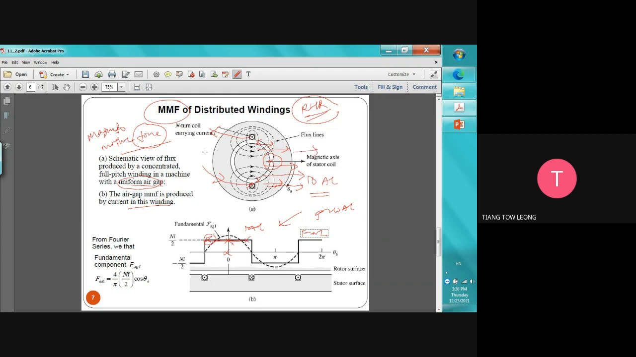If we assume the direction going out from the center is positive, then this will be the region. At the same time, when it's towards the center, it becomes the negative direction. So this is the curve of the MMF, I mean the graph of the MMF.